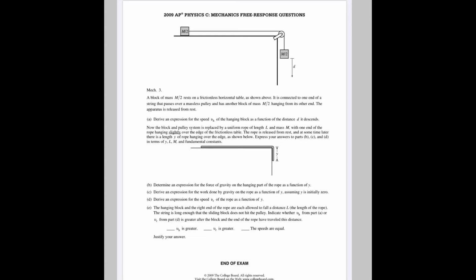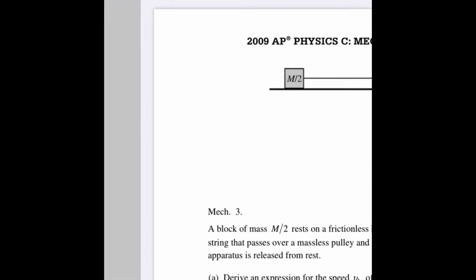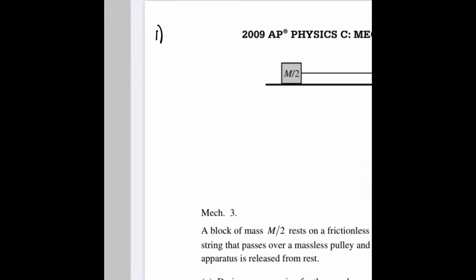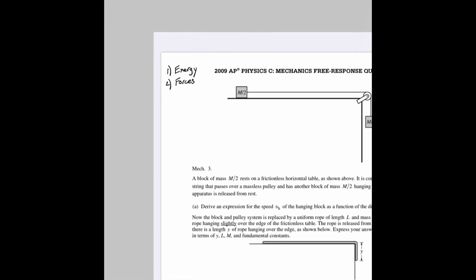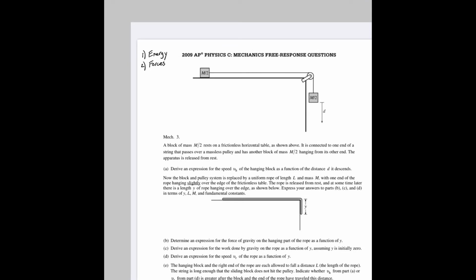Part A just wants us to derive an expression for the velocity of the hanging block as a function of the distance that it descends. There are a few different approaches here, and both are totally valid. I'm going to do my work up here. Approach number one could be energy, and approach number two could be forces. I'm going to go with the energy approach here because to me, energy makes things easier. So let's dive in with that.